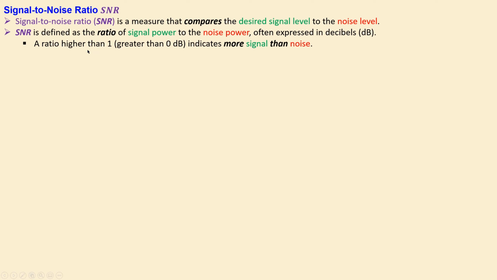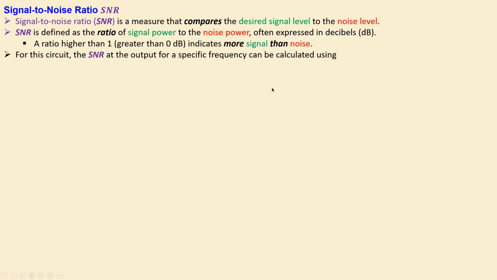But if you have a ratio which is between 0 and 1, meaning less than 0 dB, which is then negative, that means you have more noise than signal. What you want of course is more signal than noise, so you want to increase your SNR, so you want to maximize this.